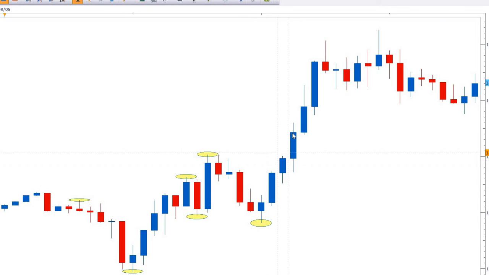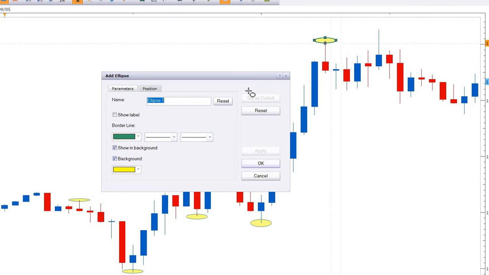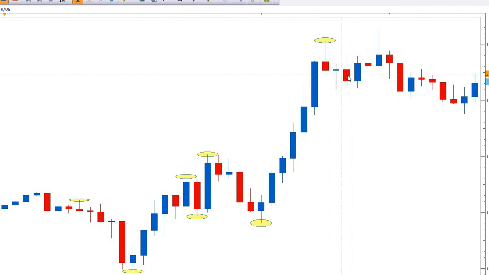Then it was up, up, up, up, up, up, down. So this down candle signifies the end of the uptrend. My tools aren't working, there we go. So that was the high, then it went down, sideways, up, so that was the low. Then it was up, sideways, up, down, so that was the high. Then it was down, sideways, sideways, up, so the first up candle signifies the end of the down, so that was the low.